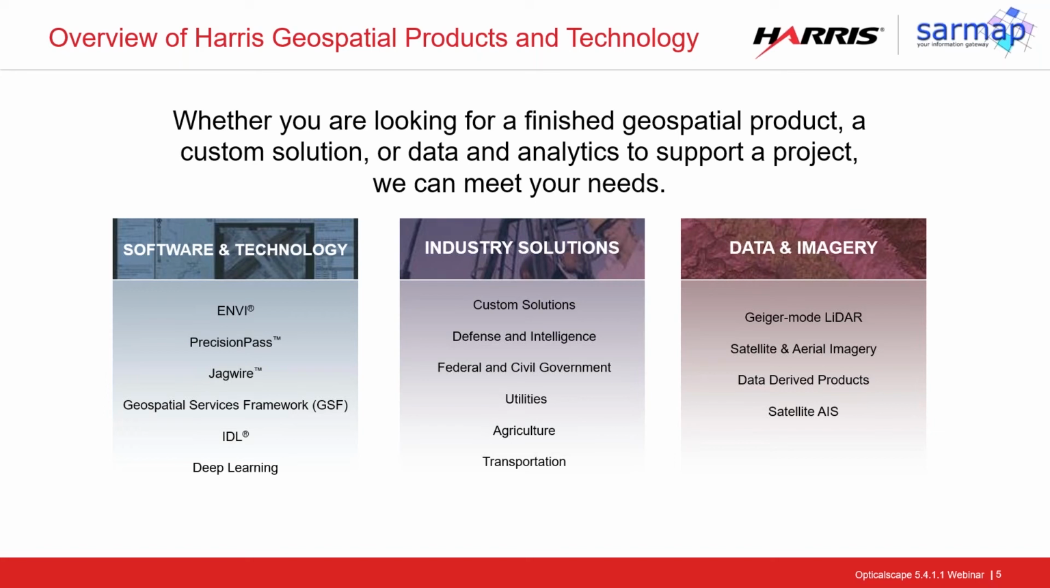For enterprise deployments, we have our Geospatial Services Framework, and for UAV and aerial type data collects, we have Precision Pass, a tool to help you review and check your data collect before you go to the processing step. For our D&I customers, we have Jaguar, which is a data management and dissemination system. And we've delivered a lot of exciting technology using deep learning for geospatial data. In terms of full solutions, that really is the big piece of what Harris brings to the plate. Our primary market for solutions is defense and intelligence, and we also have significant customers in federal and civil government. Utilities, agriculture, and transportation are some of our fast-growing solutions areas.